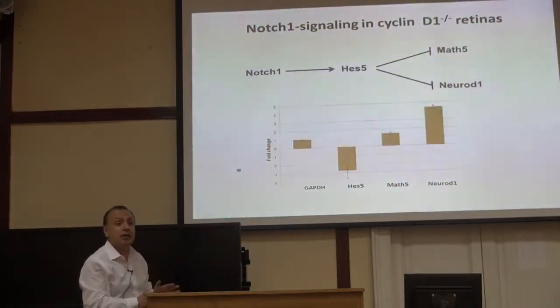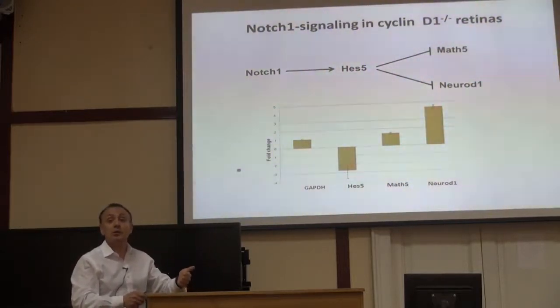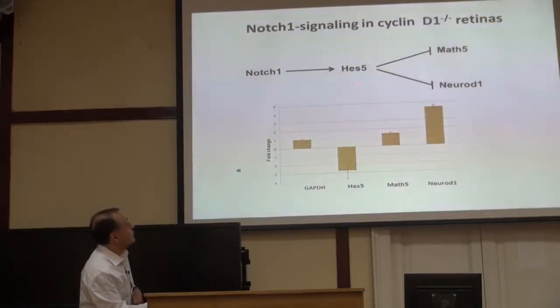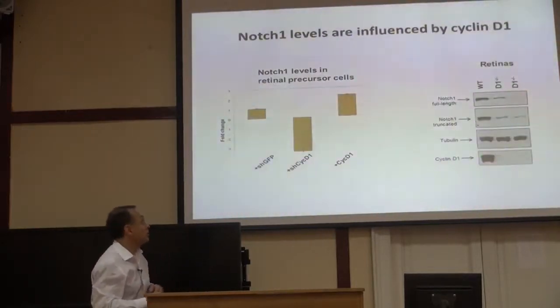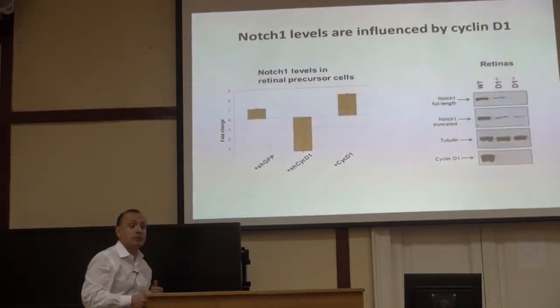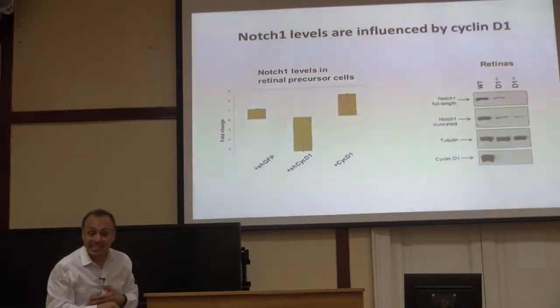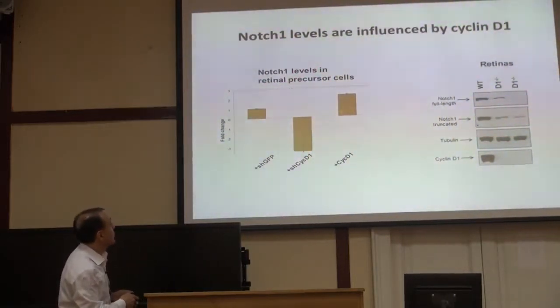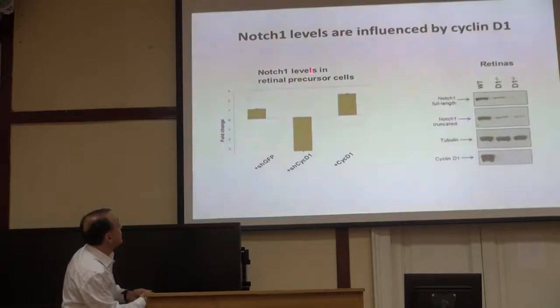So this just shows that not only is cyclin D1 sitting on the Notch promoter, and not only do you have less Notch expression if you don't have cyclin D1, but you also have less Hes5, more Math5, and more NeuroD, suggesting that the whole pathway is under control of cyclin D1 in the retina. But this is all correlation in the retinas. So now we are going to take the retinal progenitor cell line, and knock down cyclin D1, and now you can see that the level of Notch goes down.